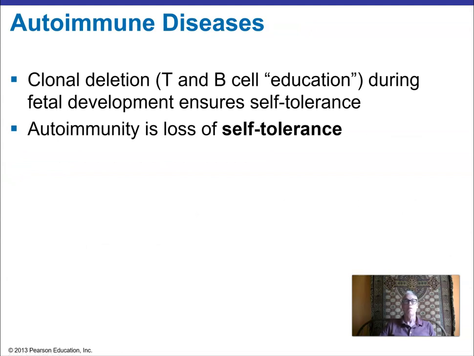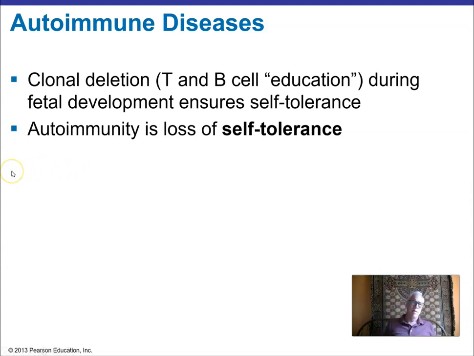Autoimmune diseases. In autoimmune diseases, it's either B cells producing antibodies or T cells that are creating a lot of cytokines and trouble, attacking some part of your own body. So obviously not so good.